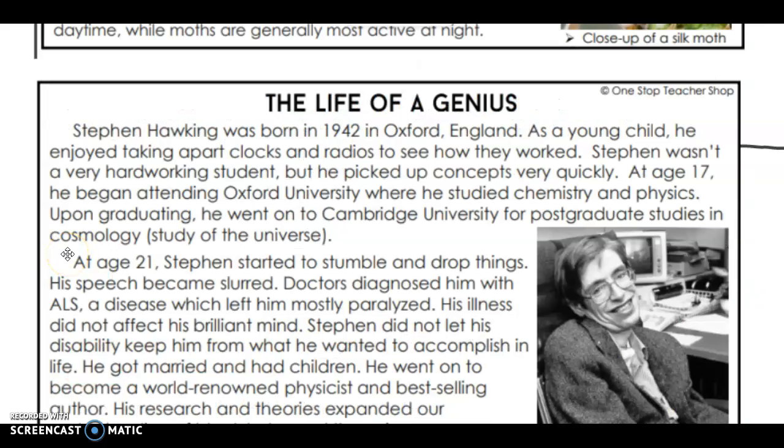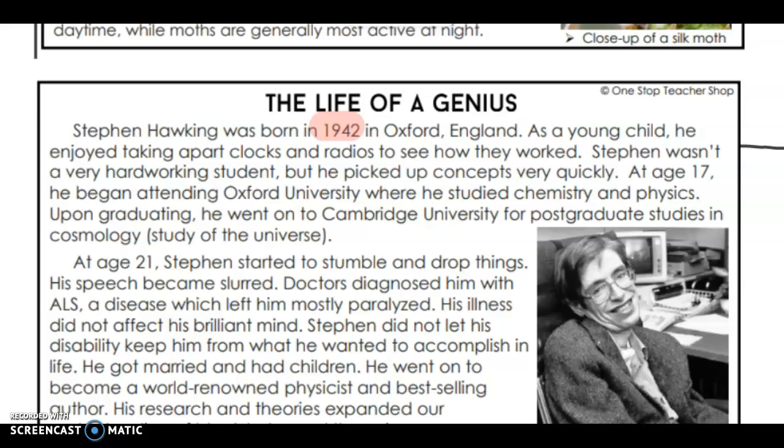Now for our second passage, Life of a Genius. Stephen Hawking was born in 1942. Oh, I know dates have something to do with chronological, so if I see that more often, then that might be one. In Oxford, England.